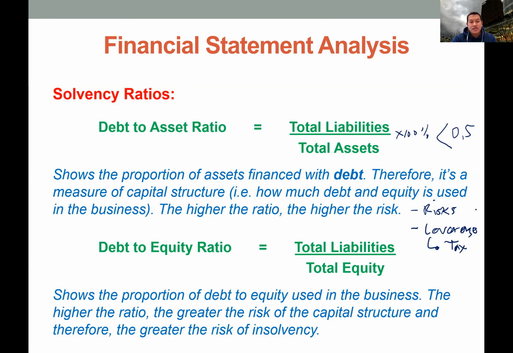Okay, the next one is the debt to equity ratio. The formula is total liabilities divided by total equity. So it's basically comparing the liabilities and equity, the two options available for a company in financing their assets or their business. You can multiply this by 100%.